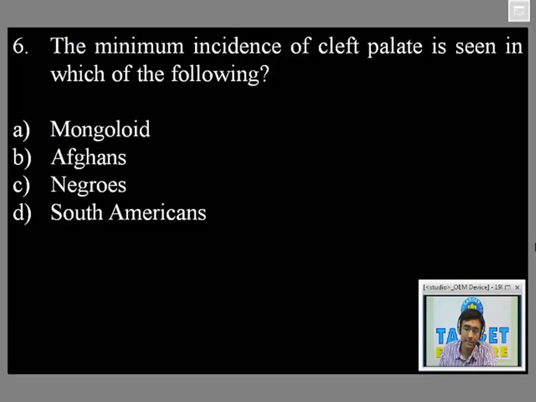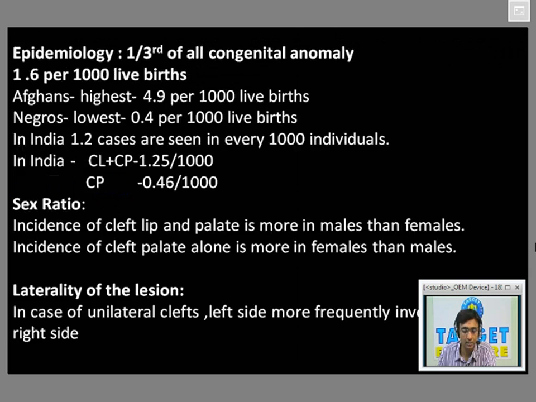Now we move on to the next question, which says that the minimum incidence of cleft palate is seen in which of the following? As you all know, cleft palate is a congenital malformation. Let us see what incidence is. Incidence is the occurrence of the malformation in the number of live births seen at one point. For cleft palate, the incidence in Caucasians is 1.6 per 1000 individuals. Like if you take 1000 individuals being born at this time, 1.6 births will have cleft.